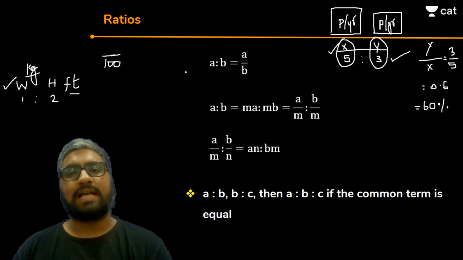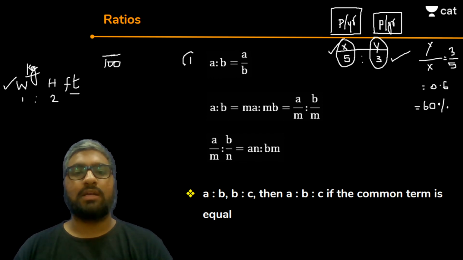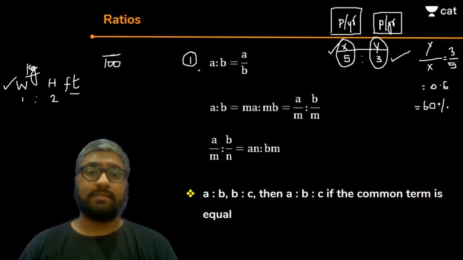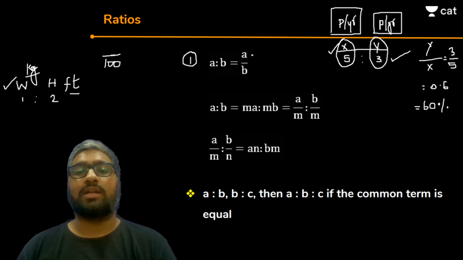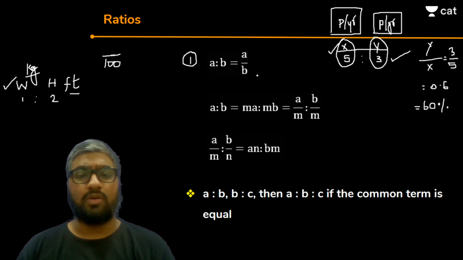Okay, so that's the first thing. The first thing is that it's a powerful tool for comparison. And A is to B basically is A over B, something that we've known all our lives.